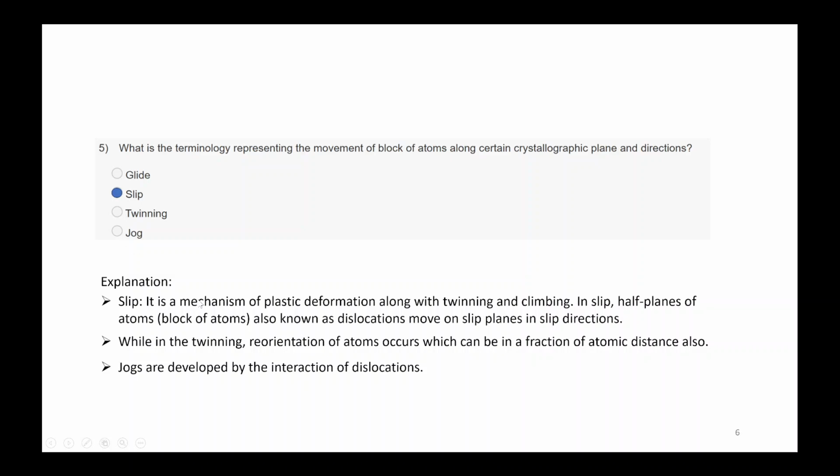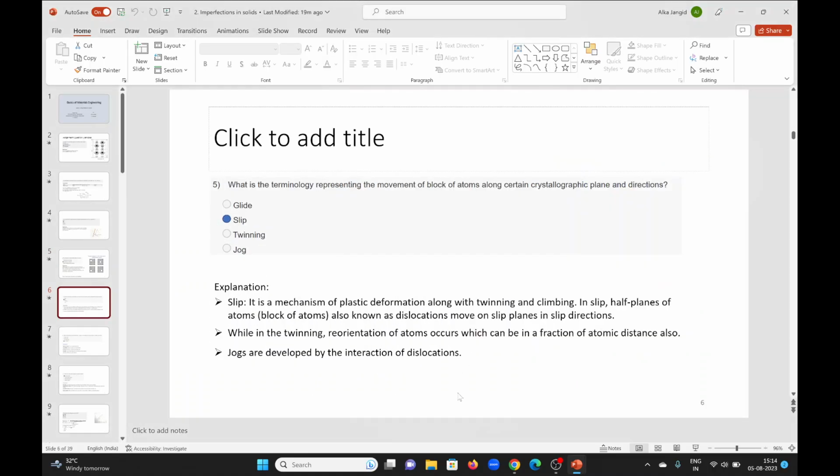So slip is a mechanism of plastic deformation along with twinning and clamping. In slip, half planes of atoms or blocks of atoms, known as dislocations, move on slip planes in slip directions. And in twinning, reorientation of atoms occurs, which can be a fraction of an atomic distance also. So it need not necessarily be a multiple of an atomic distance.